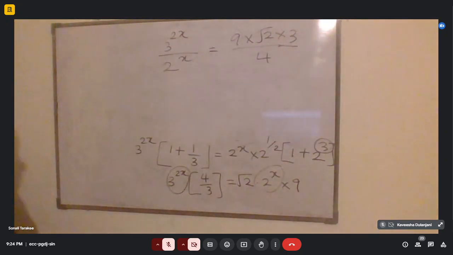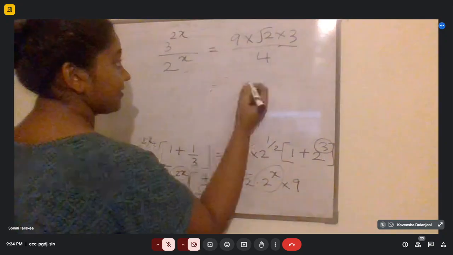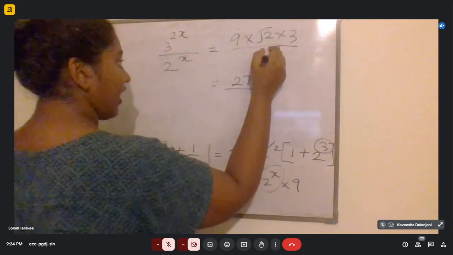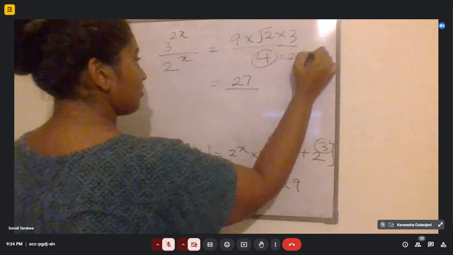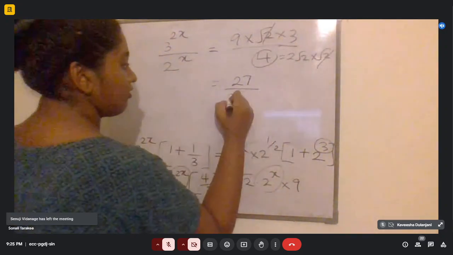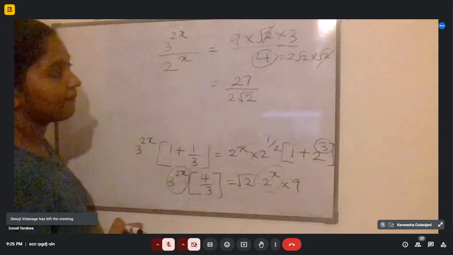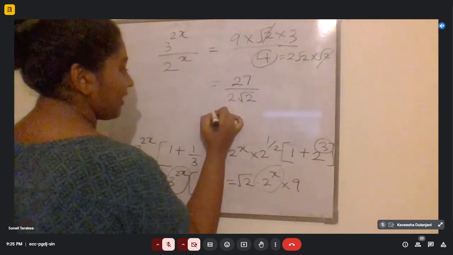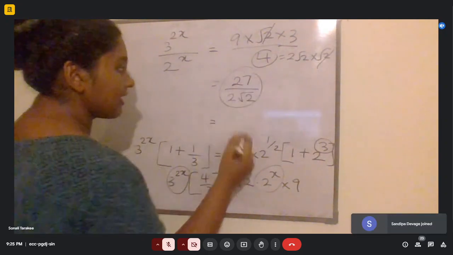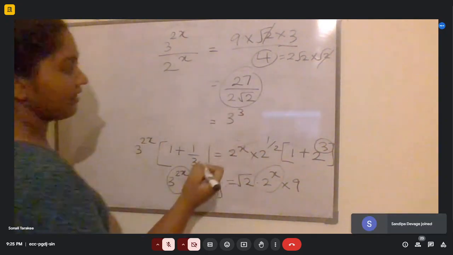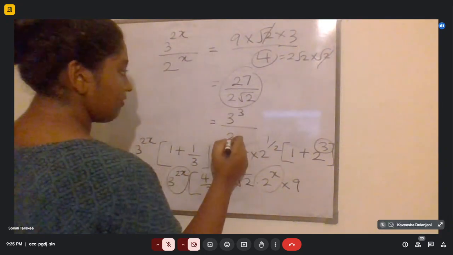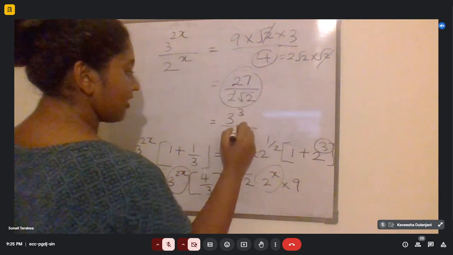So once you solve this one, you get 9 times 3, you get 27 over 4 can be written like this: 2 root 2 into root 2. So root 2 gets cancelled. Then you have 2 root 2. If I write this number, 27 can be written as 3 to the power 3. And 2 root 2 can be written 2 to the power here 1 and here half. That means 3 over 2.